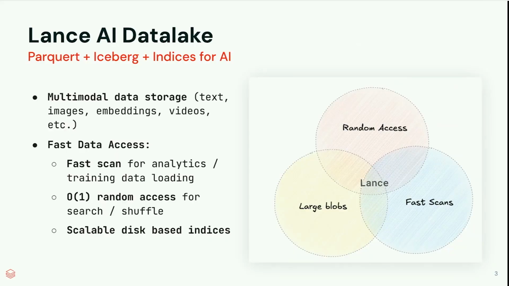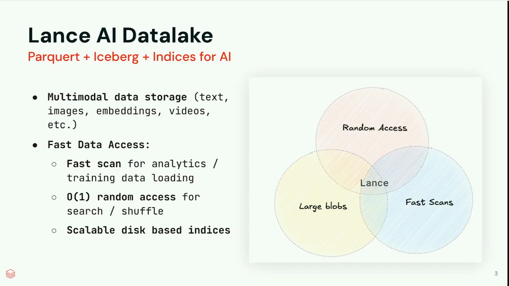That's why we came up with the solution called Lance AI Data Lake. It's kind of like Parquet plus Iceberg plus indices, but built for AI from day one. We tried to use Parquet and Iceberg in the beginning to solve the problems that we face in AI workloads. However, we shortly found that it's heavy lifting for Parquet and Iceberg. We have to do a bunch of modification on top, but the performance does not meet our expectation. That's why we try to build everything from the ground up.